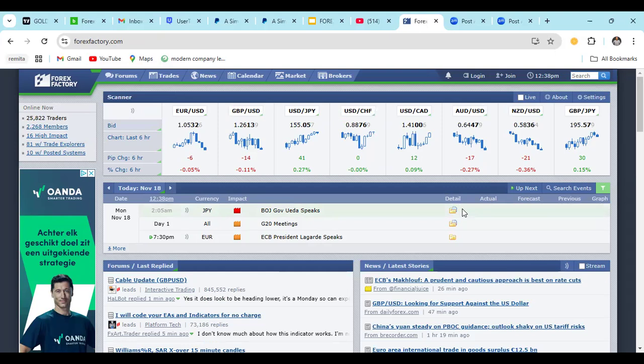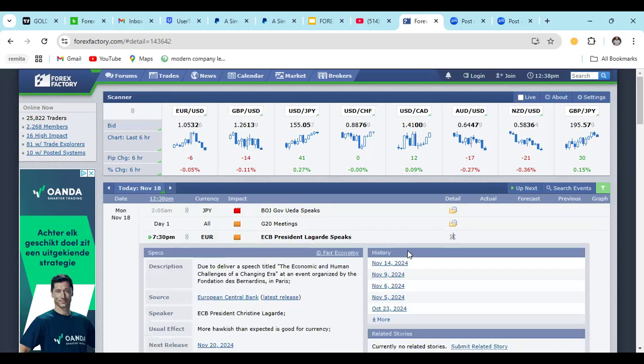If actual is greater, for instance, we also have the euro coming up later by 7:30 p.m. today. When you open it, they will tell you if actual is greater than forecast, it means, depending on the news coming, it is good for the currency. If it is good for the currency, buyers will go into the market. If it's bad for the currency, sellers will come into the market.